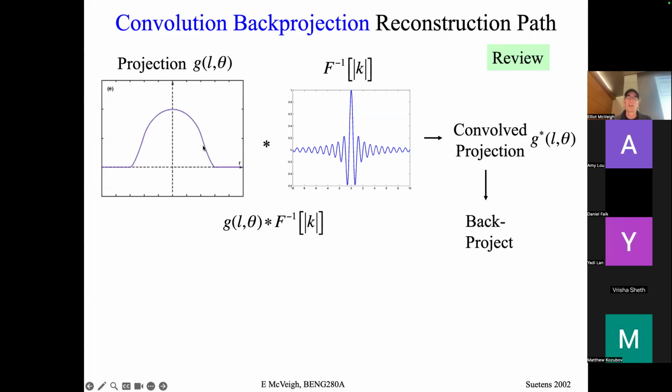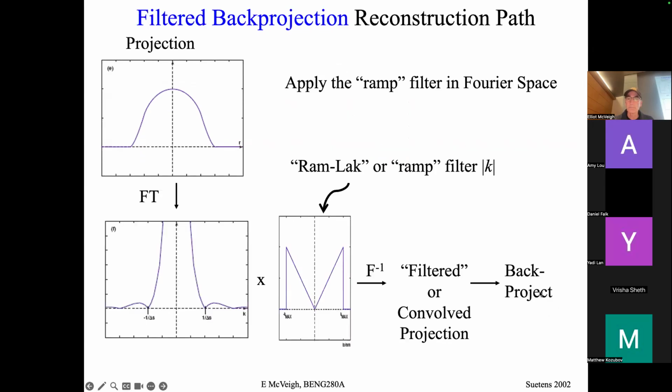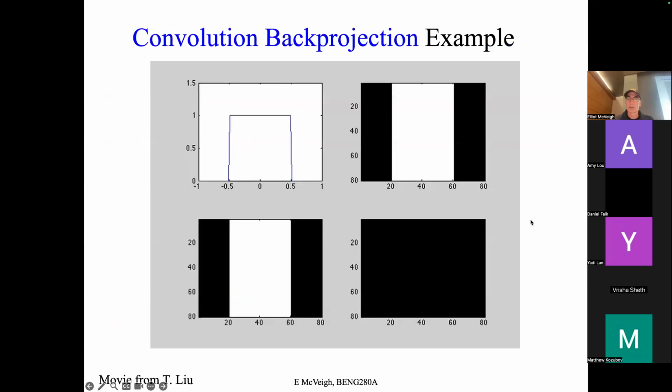However, if you convolve G(L, theta) with the inverse Fourier transform of the ramp, the ramp function, this is the Ram-Lak filter, it's called. So we're going to convolve this first to produce something we call G*(L, theta). We back project those and we get the true image. So in the noiseless, purely well-sampled case, we would reconstruct the actual object accurately. And we looked at some examples of that.